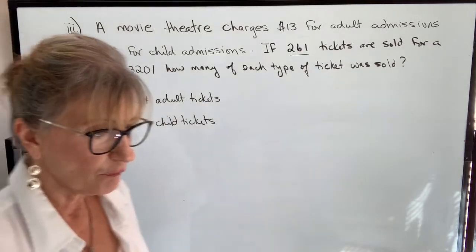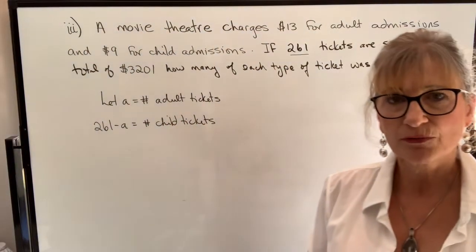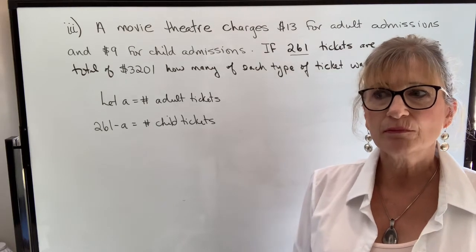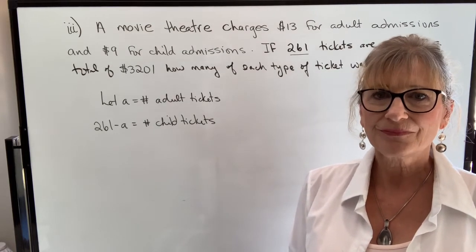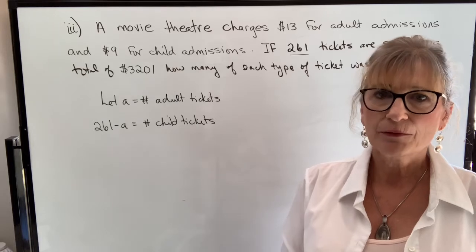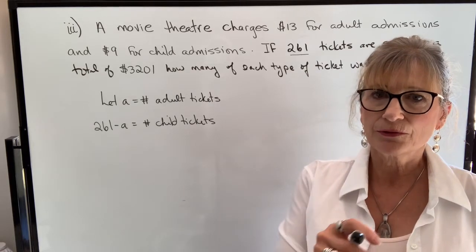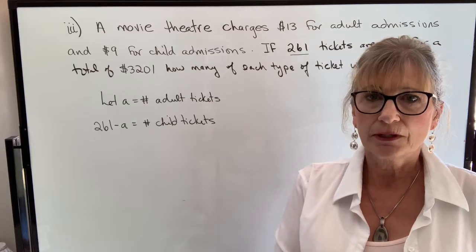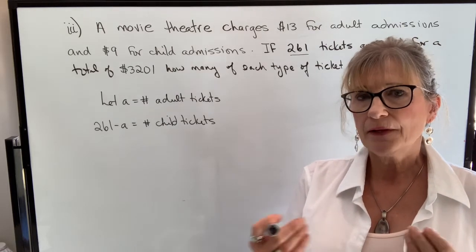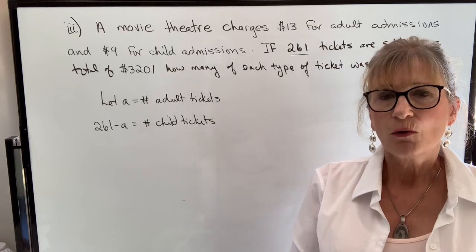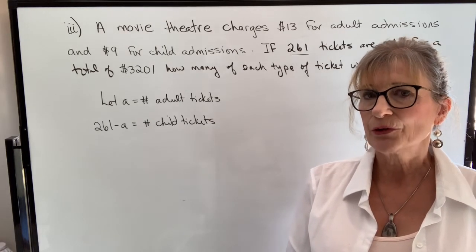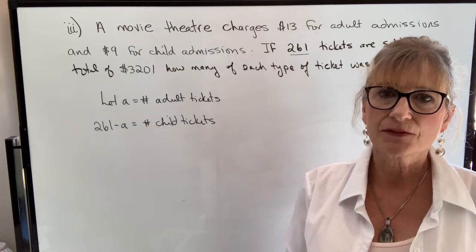So now that we have both unknowns defined in terms of one variable, I'm going to look at setting up my equation, and my equation is going to be about the money. The money brought in from the adult tickets plus the money brought in from the child admissions will equal the total money brought in. So you can write that in words first if you want, or go straight to the equation. It just depends whether it helps or it's just a waste of time for you.